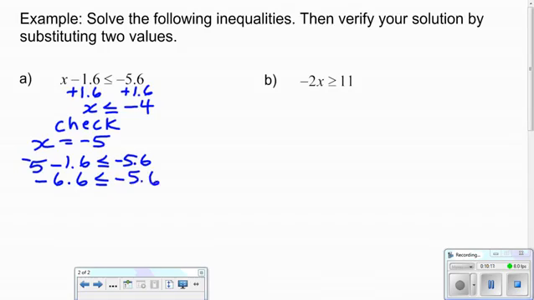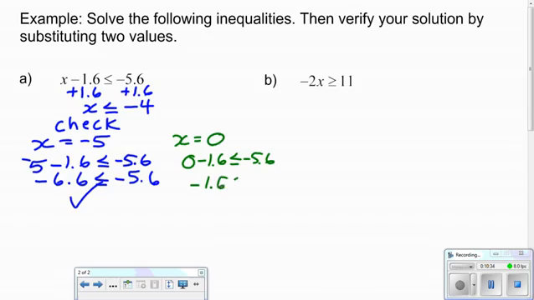Okay, and so that works. That's a true statement, but we need to substitute two values because we want to make sure that negative 4 is the right boundary point. So I'm going to pick an x that is greater than negative 4. I like to pick 0 when possible. Nice and easy. So 0 minus 1.6 should be less than or equal to negative 5.6.